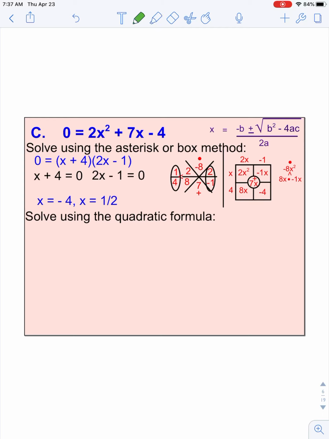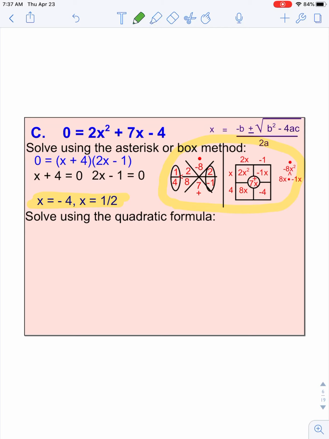And if you take a look at this and we solve by the asterisk or the box method, those methods are right here. You can take a look at that for review, but here's what we ended up with for answers. I didn't go through that one on the warm-up simply for time's sake, but it will be in the notes. So let's see if we can get those same answers using the quadratic formula.